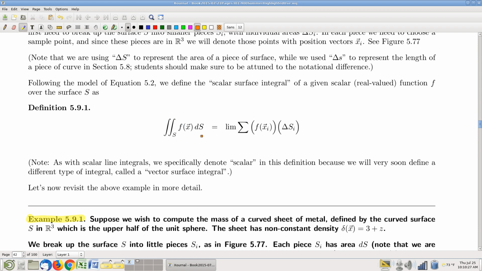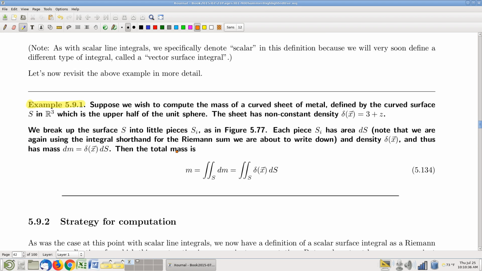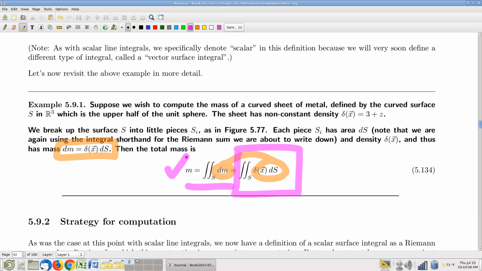Details aside, though, this just says chop it up, add it up, just like all of our other integrals do. Okay. All right. So, for example, and again, there's lots of different examples that you could do. We talked about mass. On each little piece, mass is density times area. The total mass is the sum of all the little bitty pieces of mass, and therefore this scalar surface integral will compute for you the total mass. If only we could figure out how to compute that scalar surface integral.